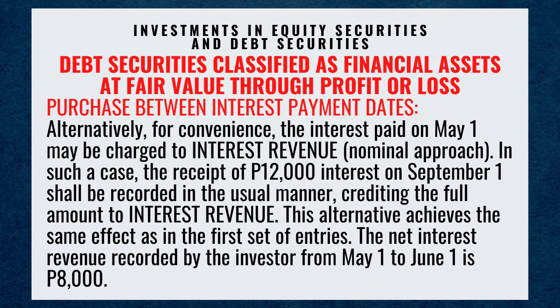Alternatively, for convenience, the interest paid on May 1st may be charged to interest revenue. Nominal approach. In such a case, the receipt of 12,000 pesos interest on September 1st shall be recorded in the usual manner, crediting the full amount to interest revenue. This alternative achieves the same effect as in the first set of entries. The net interest revenue recorded by the investor from May 1 to September 1 is 8,000 pesos.